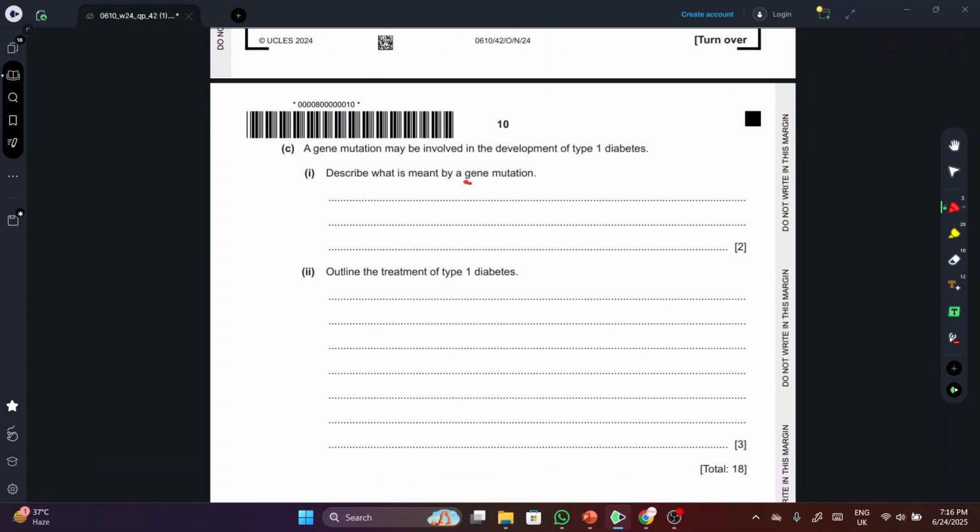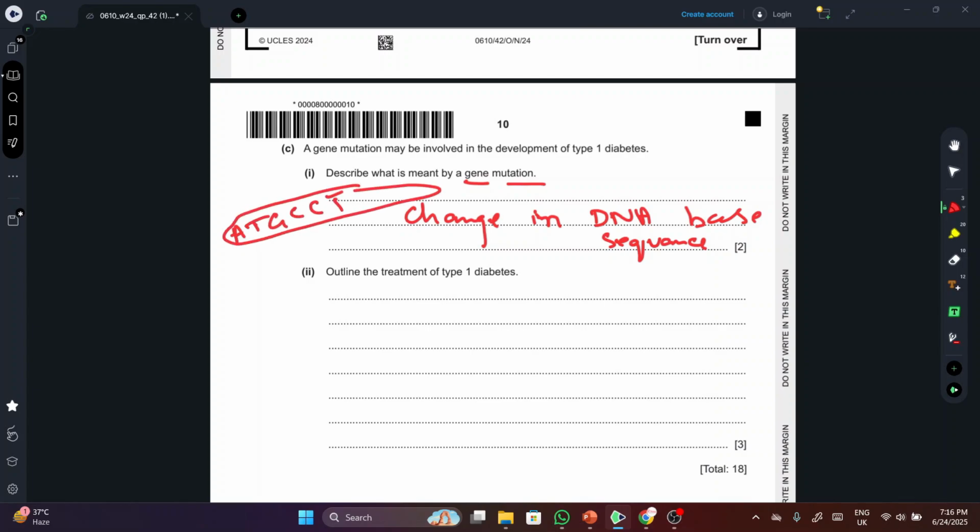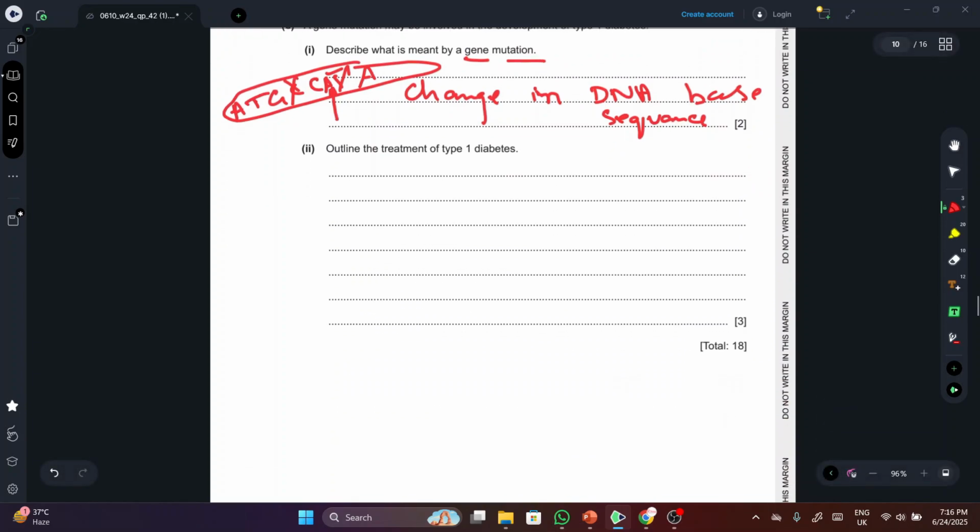What's meant by the term gene mutation? So gene mutation is the change in the DNA base sequence. The base sequence of DNA is ATGC. So if there is any deletion, addition, or substitution, for example T is replaced by A, in that DNA base sequence, it is called gene mutation.